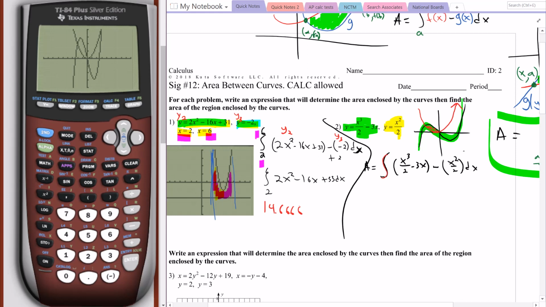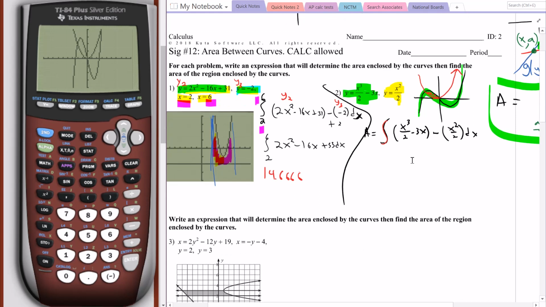Don't start squaring these, right? Because we just learned about volume. You don't want to start squaring them, or you don't want to put a pi over here because we're not doing volume, right? What I'm missing is what are my limits. In this case, the limits of integration are going to come from those points of intersection, which we're going to find on our calculator.